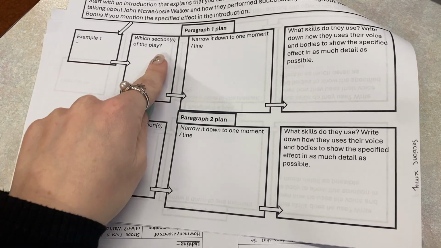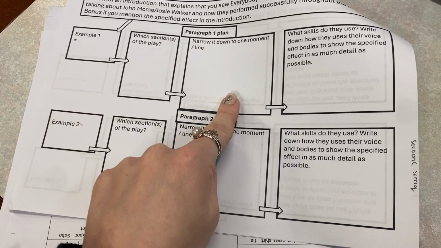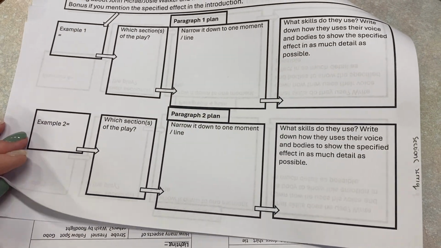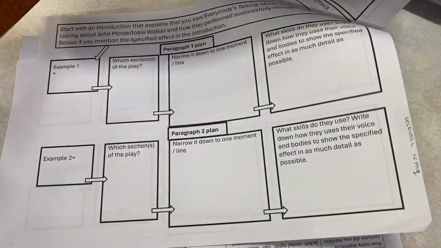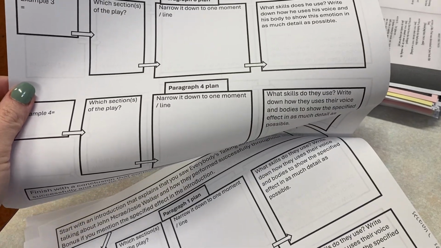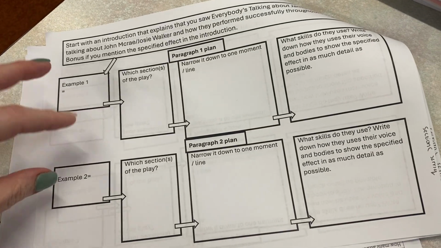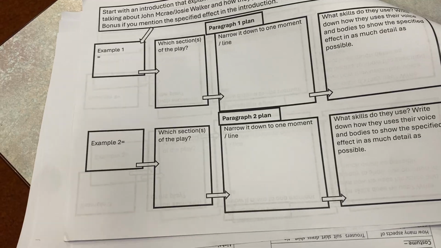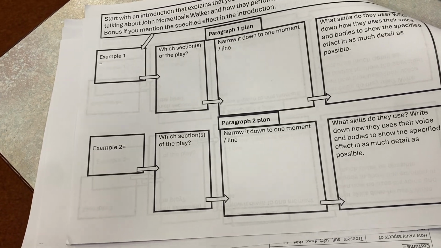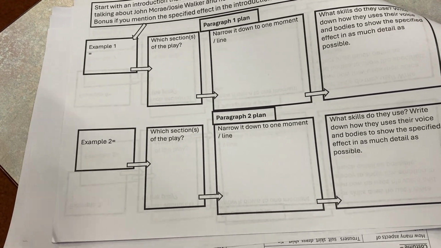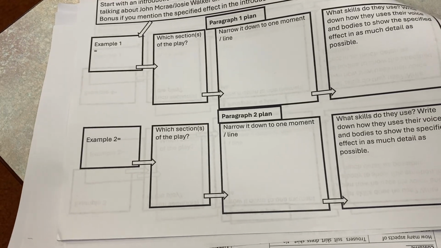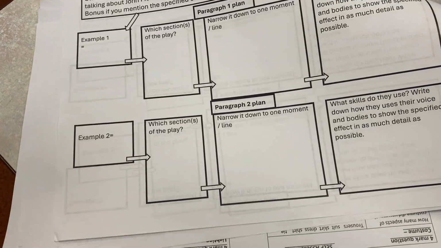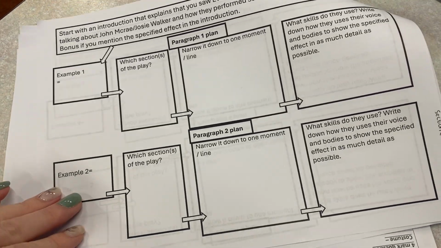But example 1, which section of the play is that? Narrow it down to one moment or line. What skills did they use, and so on. And that should happen 4 times. So we've got paragraph 1, paragraph 2, paragraph 3, and paragraph 4. And what we would suggest is that half of those paragraphs, so 2 of those paragraphs, would be from the extract, and the other 2 from somewhere else in the play. And as we know, we can compare how they are similar in that other extract, or you can contrast with how they are different, and therefore how you would play them differently in that other scene or section.